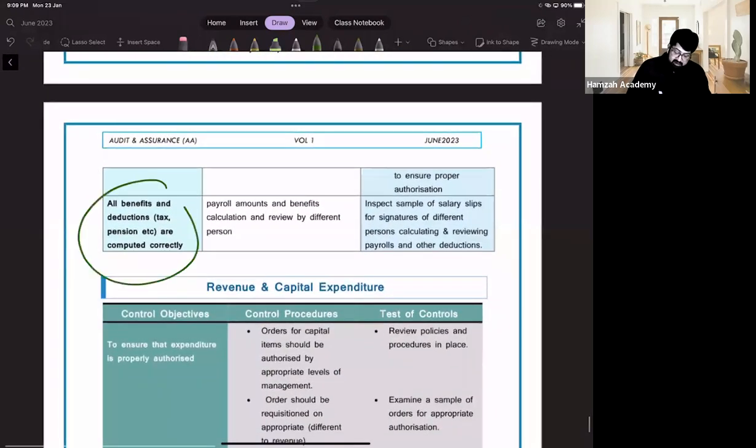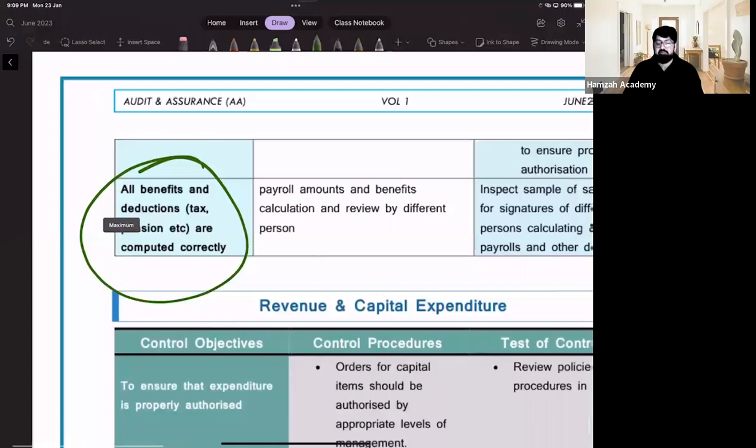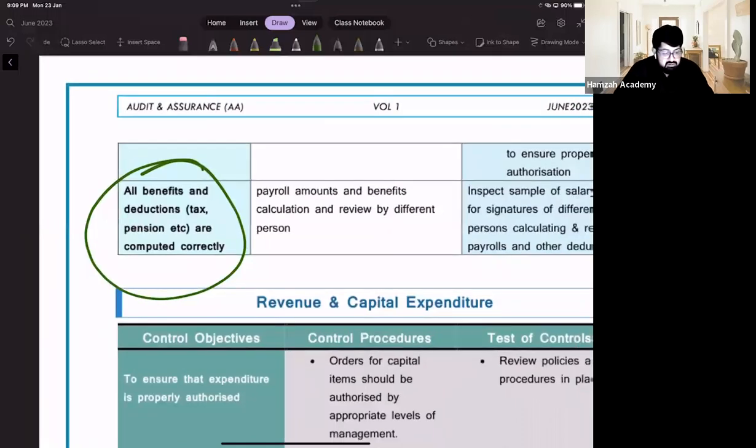All benefits and deductions are computed correctly. So payroll amounts and benefits calculations and their review should be done by different persons, different persons doing these two things.